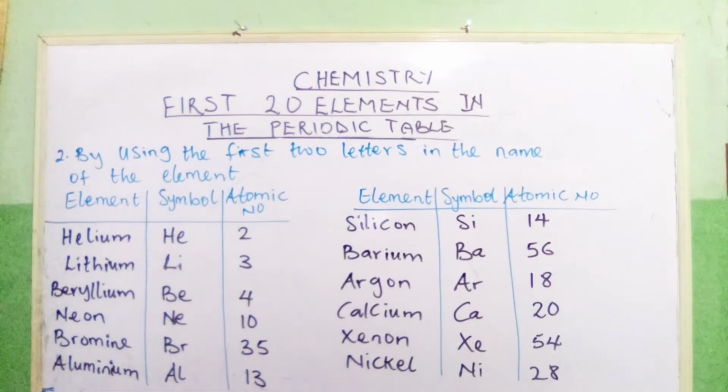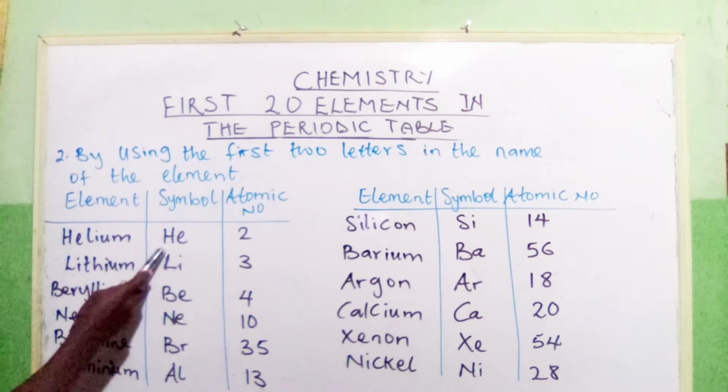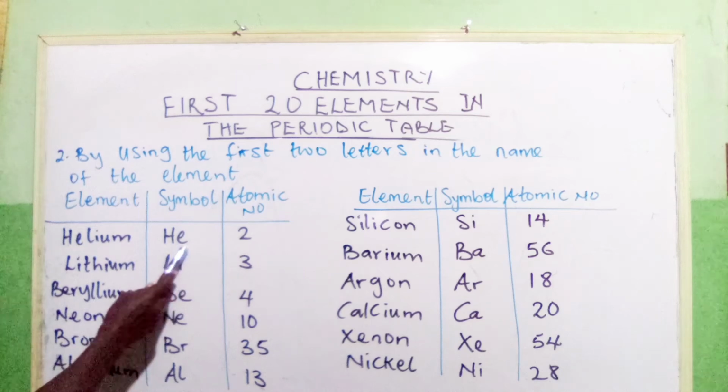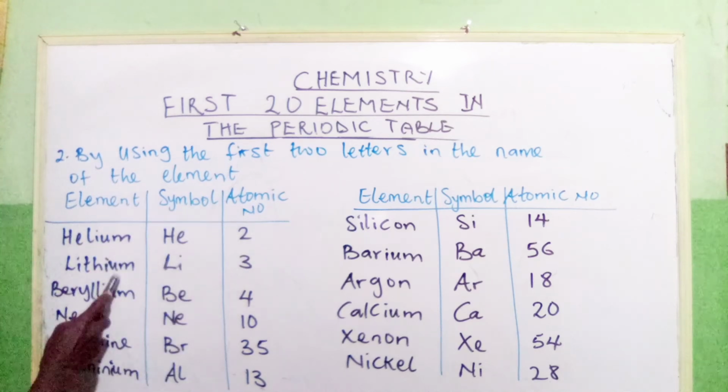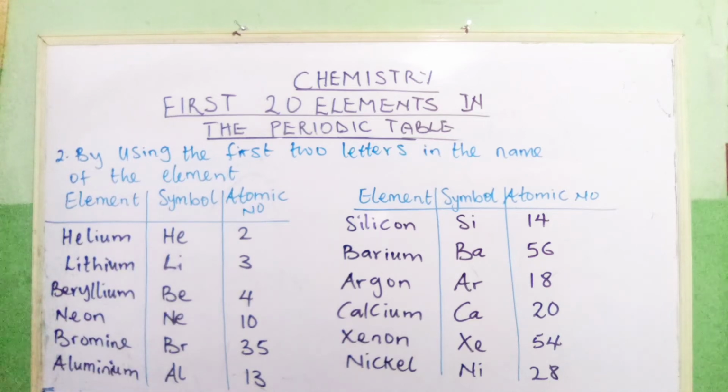The next one is by using the first two letters in the name of the element. So we have the element, symbol, and the atomic number. Helium, He, capital letter H, small letter e, atomic number 2. Lithium, Li, the first letter must be a capital letter, while the second letter must be a small letter.